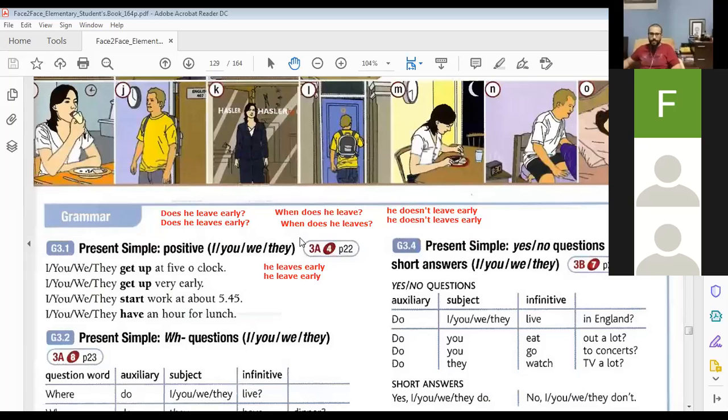All of the sentences in the negative and the question, the verb stays as it is, no S added. Okay, but can you give us an example? For example, the first one. Does he live early? This is a true sentence. But does he lives early is a false sentence. Okay. The verb doesn't get an S.